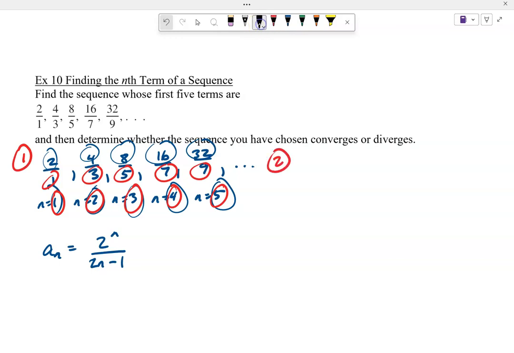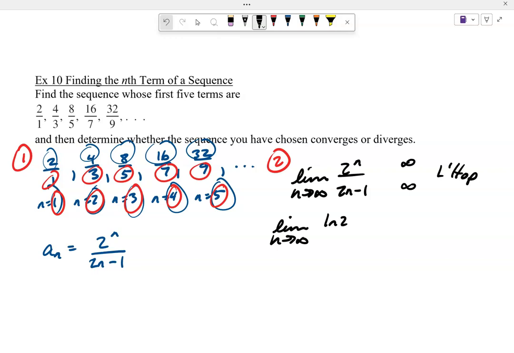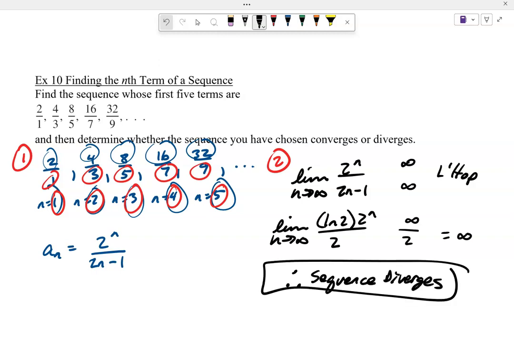Number 2, does this thing converge or diverge? Well, let's run the limit as n goes to infinity of 2 to the n over 2n minus 1. And right now it's infinity over infinity, so we're going to have to use L'Hopital's rule again. So we've got the limit as n goes to infinity of the natural log of 2 times 2 to the n over 2 minus 0. And so this ends up being infinity over 2, which is infinity, right? And so, yeah, this diverges. The sequence just keeps getting bigger and bigger, just shoots to infinity. Doesn't have a limit.